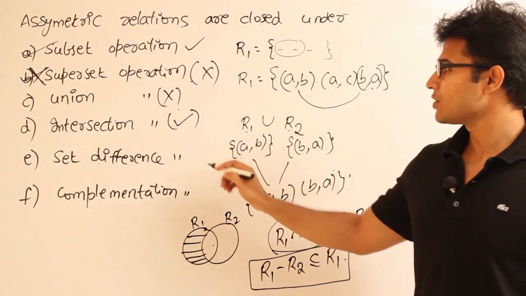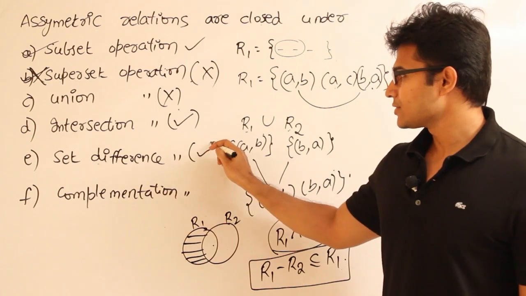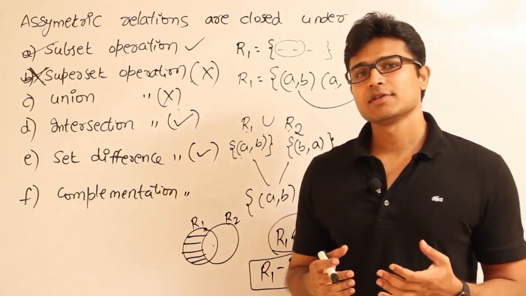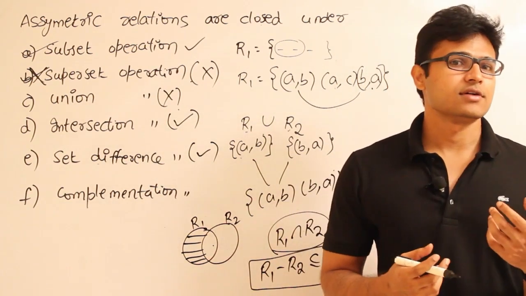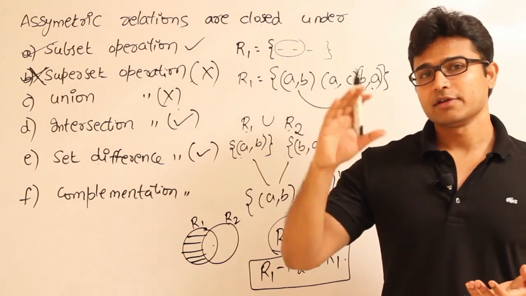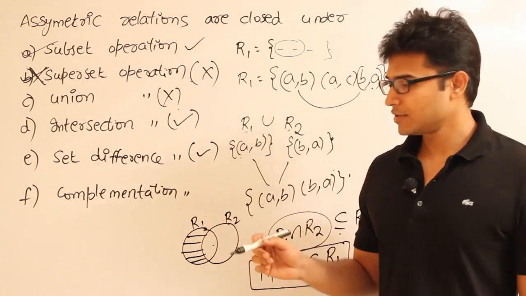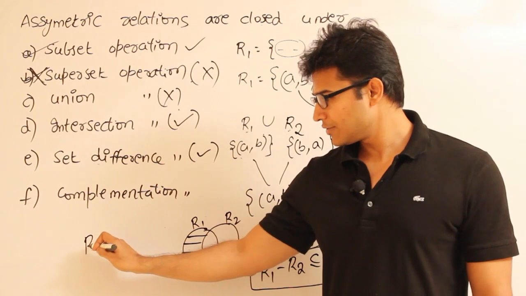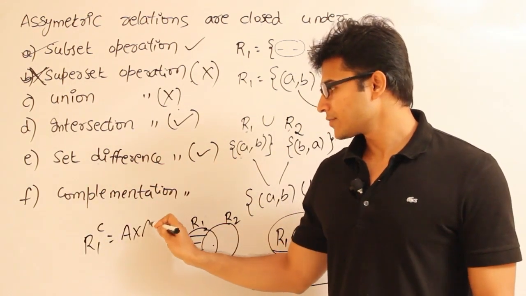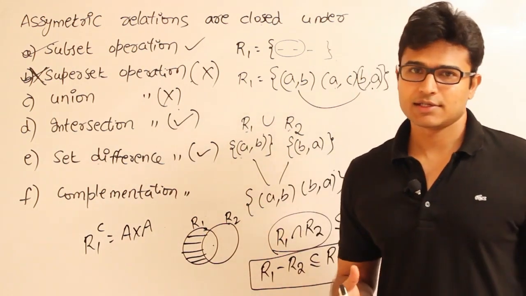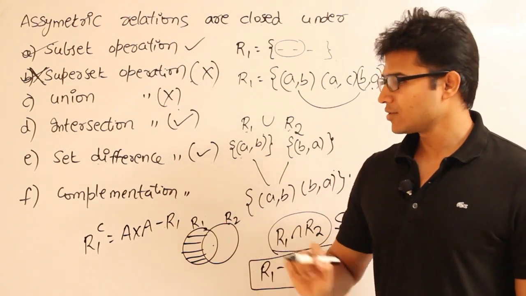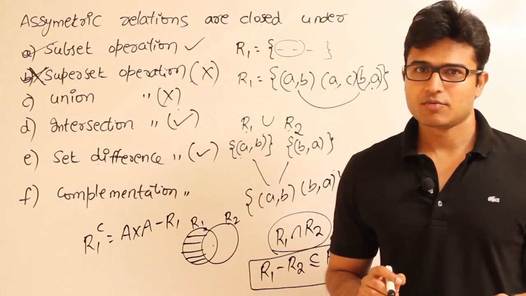Therefore asymmetric relations are closed under set difference. What about complementation? If you have a relation which is asymmetric, what can you say about the relation A cross A minus R, the universal relation minus R? If you have a relation R1, its complement is A cross A minus R1, where A is the base set on which we are defining the relations. What can you say about it?